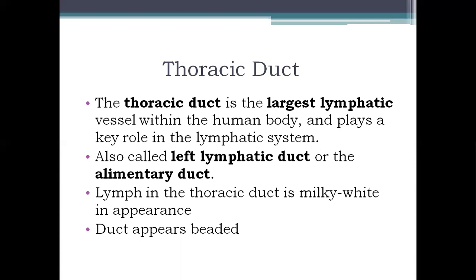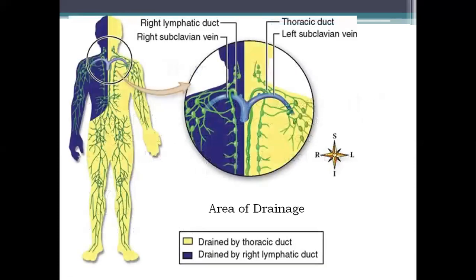So what is the area of drainage of the left lymphatic duct? The left lymphatic duct drains all other parts other than the right lymphatic duct. So what does the right lymphatic duct drain then? Here, this blue color part is being drained by the right lymphatic duct and this yellow part is being drained by the left lymphatic duct or the thoracic duct.